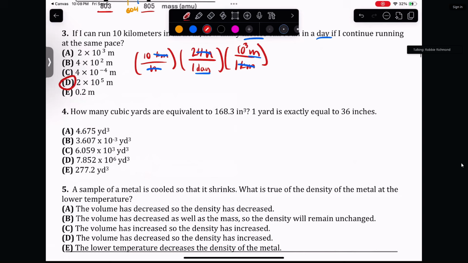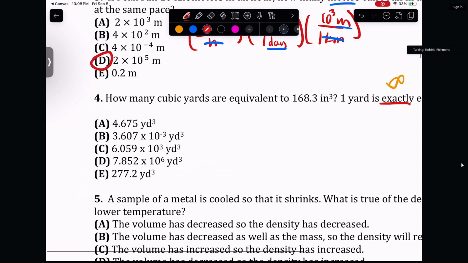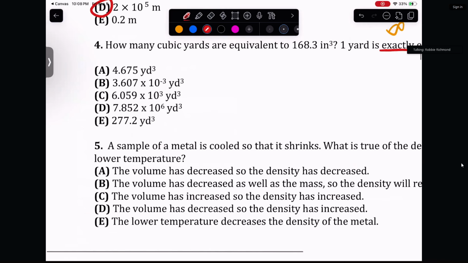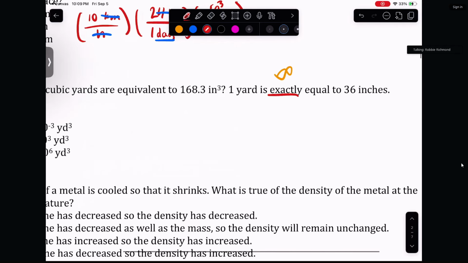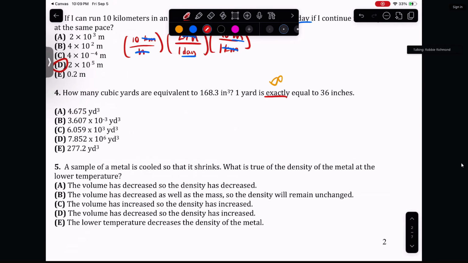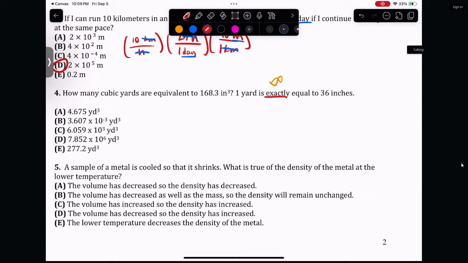Keep going on. How many cubic yards are equivalent to 1.83 times 8 inches cubed? 1 yard is exactly equal to 36 inches. The language exactly means that's true by definition, aka infinite sig figs. But since it's a multiple choice question and it doesn't have different answer choices in sig figs, this won't be a very important part to the problem, but it's good to know if this was a free response question. So we're given inches cubed.